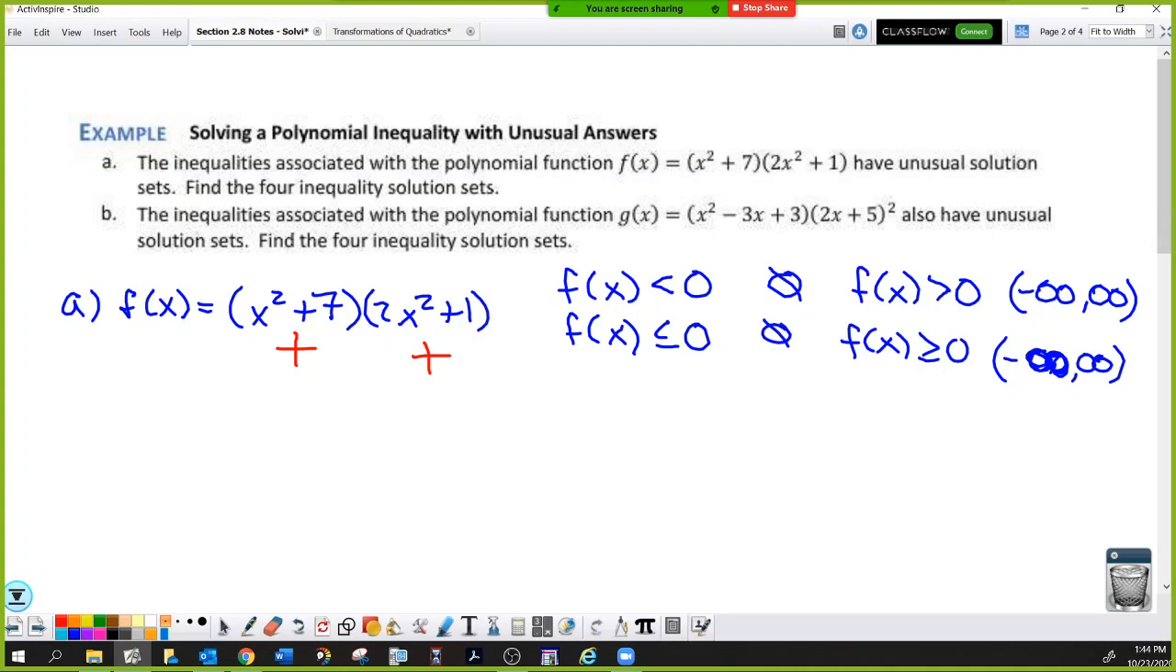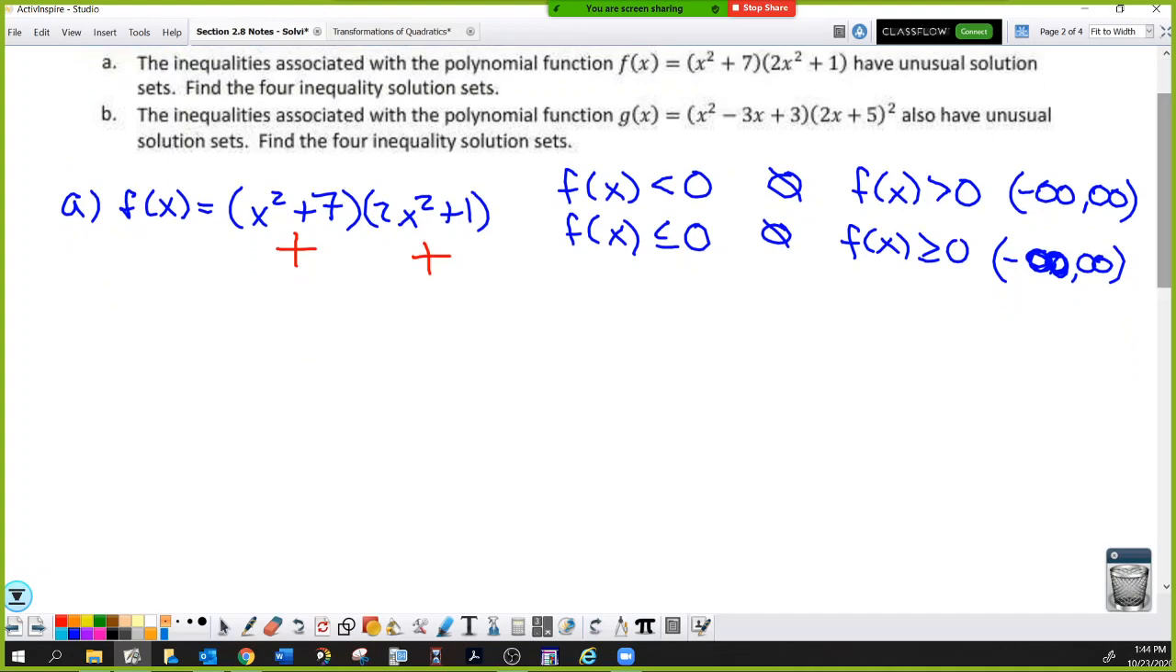Okay, part B. Same directions, different function. The function this time is a quadratic that is x squared minus 3x plus 3 times 2x plus 5 quantity squared. The first quadratic. Are there two numbers that multiply to be 3 that add to be negative 3? No. First one doesn't factor. Does that mean it has no solutions? It does not mean that. It could have solutions. They might just be complex.